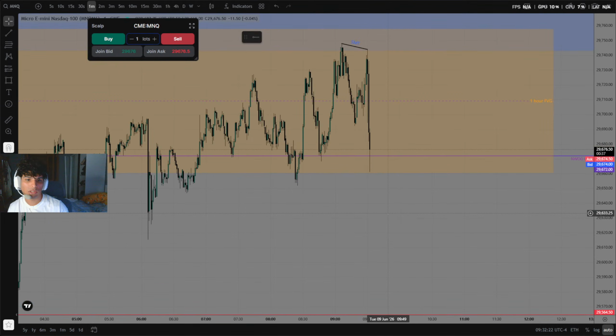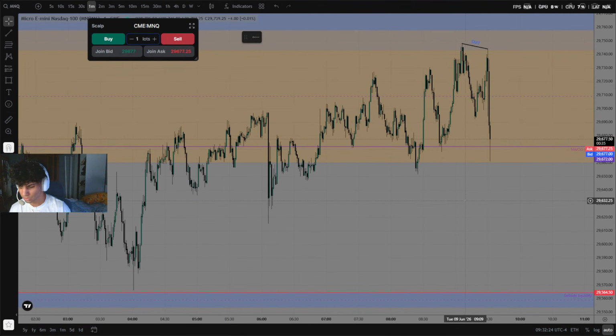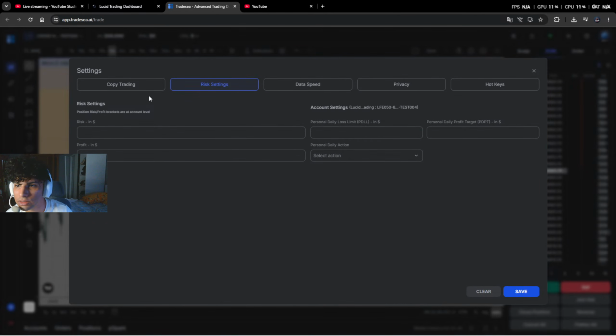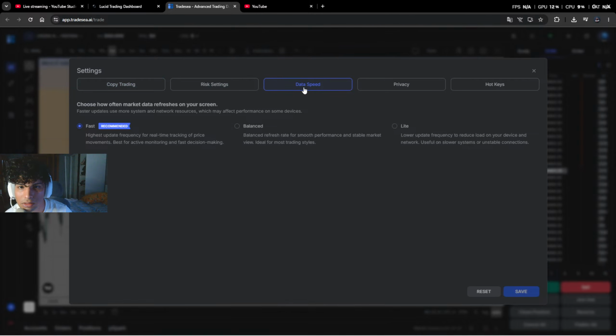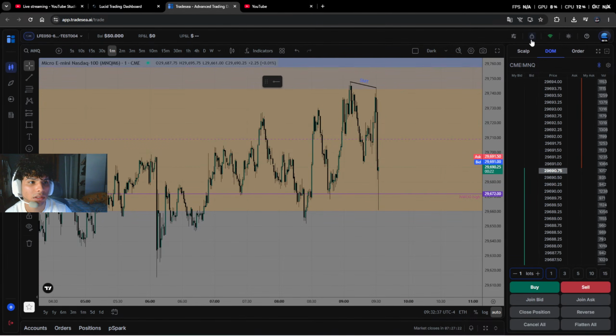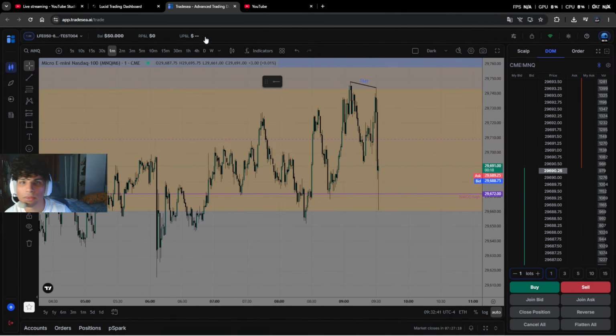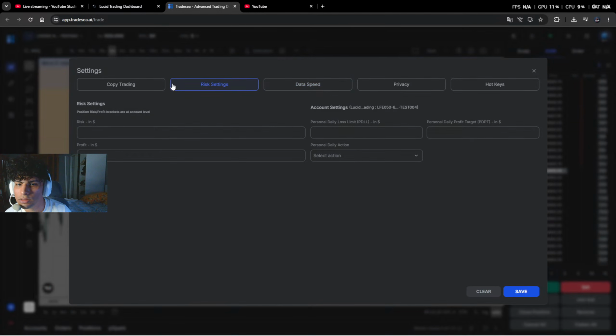So I don't have to make mistakes. And the one I make, let me set a daily loss limit. What is the daily loss limit? This is it. 350. Liquidate and block.